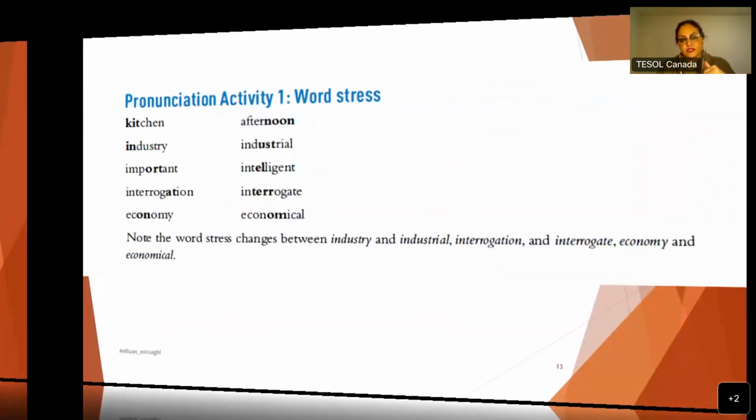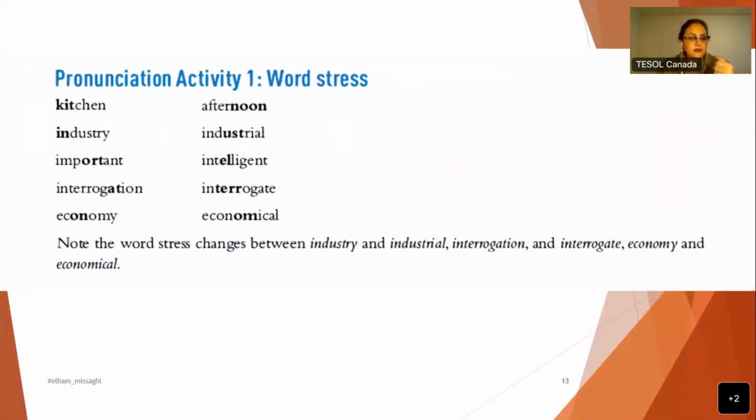And rhythm, of course. So here is a word stress like kitchen, industry, important. So we need to have lots of practice in these stress exercises with your students, because there is a direct impact of their first language. So maybe it's very difficult for students to pronounce the word correctly.